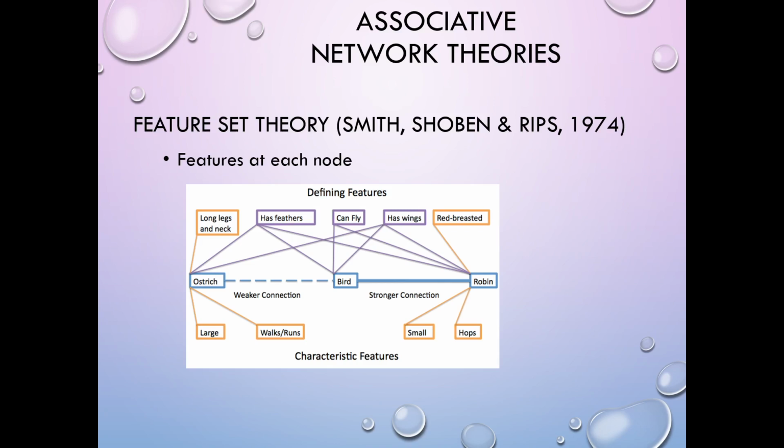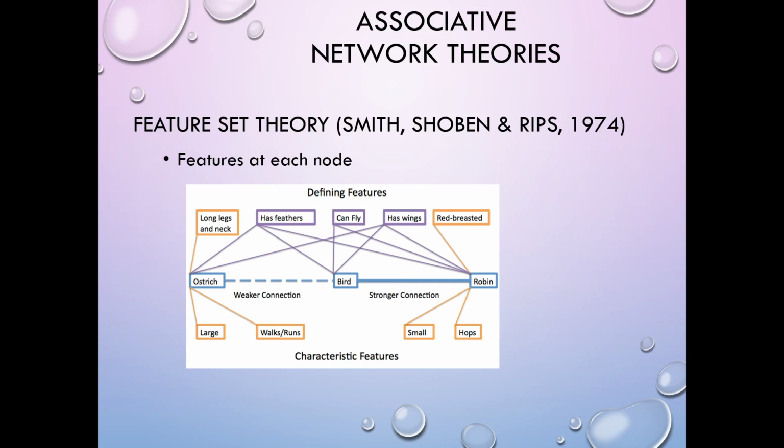All three of those are tied to robin. Has feathers and has wings is tied to ostrich. So some of the features can be connected to these related concepts, and some don't have to be, right? And then you can add additional ones: red-breasted for the robin, long legs and neck for the ostrich, right? So you've got these defining features at the top that really define that concept of bird, that really define those kinds of birds. Then on the bottom part are the characteristic features, things that are really characteristic of those instances.